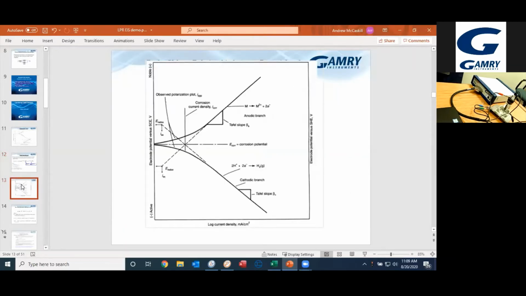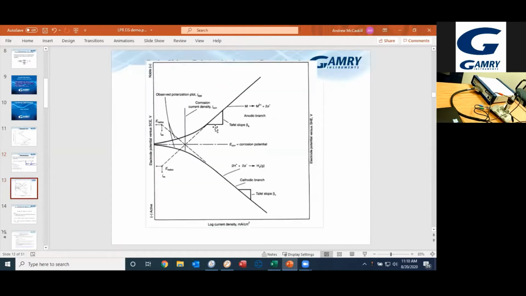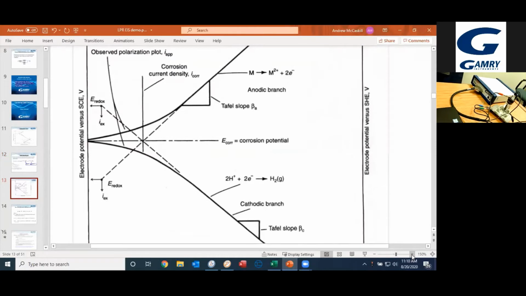So if we look at experimental data, which this is an example of perfect experimental data, exactly what you would hope to see or achieve as you run these experiments, then this observed polarization plot right here can be modeled with the Butler-Volmer equation. And as we come here, I'm going to zoom in on this a little bit so everybody can see it a little bit better as well.